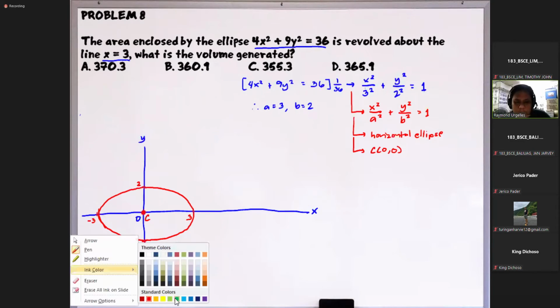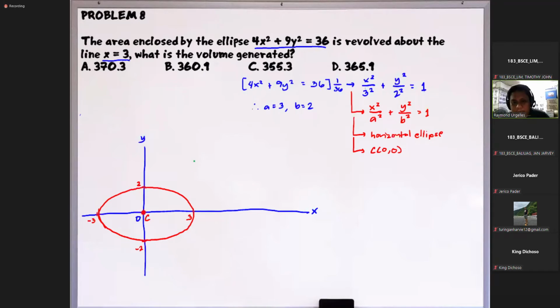And as I said earlier, x equals 3 is a vertical line passing through x equals 3. Basically, x is equal to a constant. So this is x equals 3, and this will serve as our axis for the volume of revolution. So we can imagine the figure that we will get.